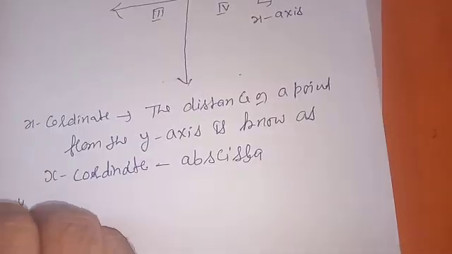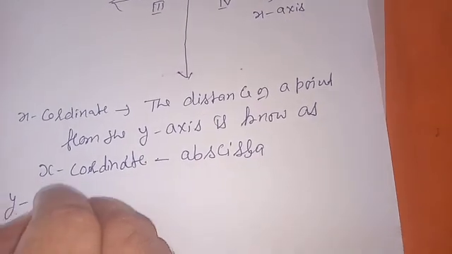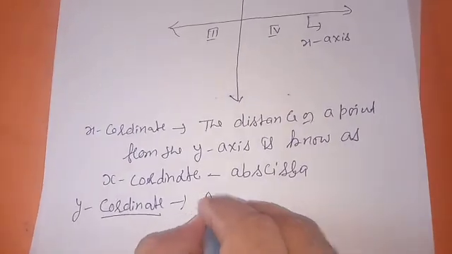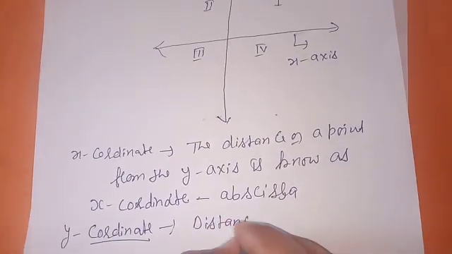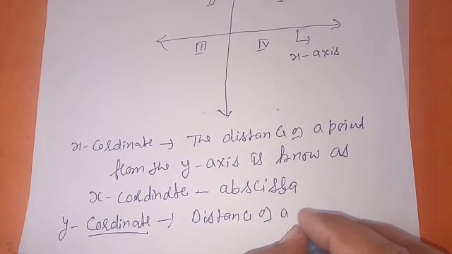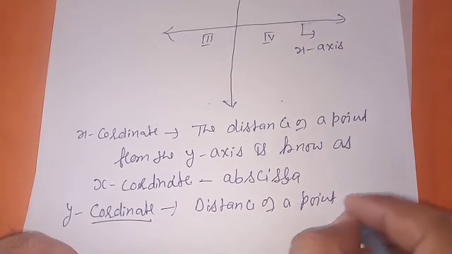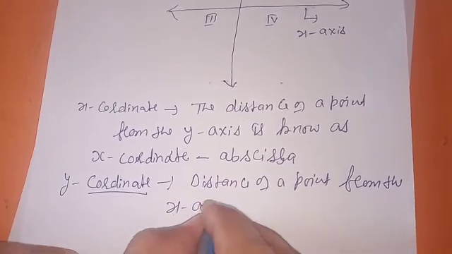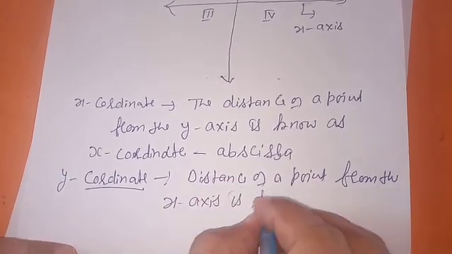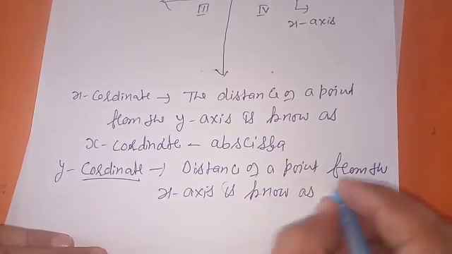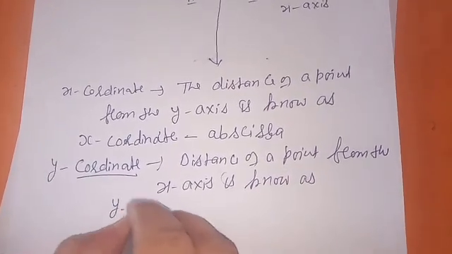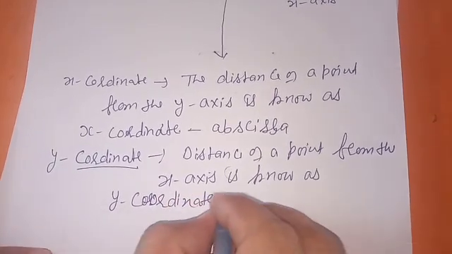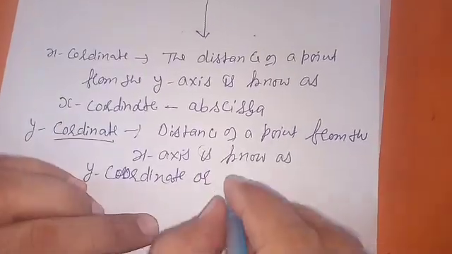And y coordinate. The distance of a point from the x-axis is known as what? Y coordinate, or ordinate.